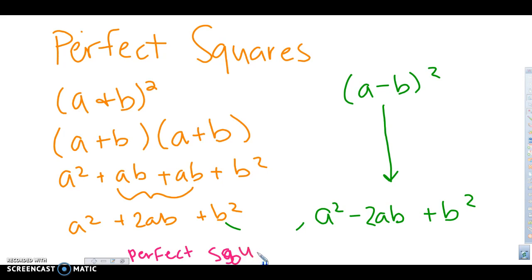Wow, that was a bad cue. Mainly because it was an S. Perfect square trinomials. There we go.